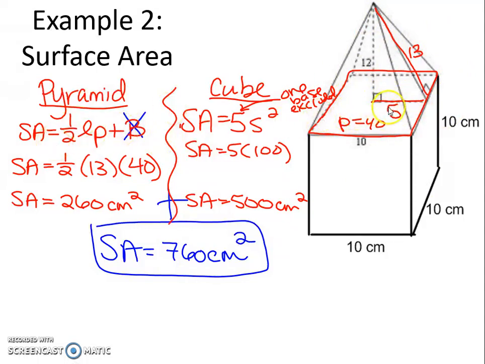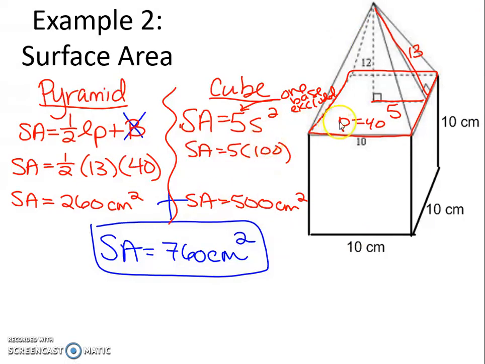So that's why the pyramid is, if you look at the formula sheet, half times LP plus B, but I don't need that base area because we're getting the surface area just outside. So we're going to just do half times 13 times 40 because 40 is the perimeter of the square, but we're not going to add this bottom because that's inside. We just need the surface area outside. So that's 260 when you do the math here.